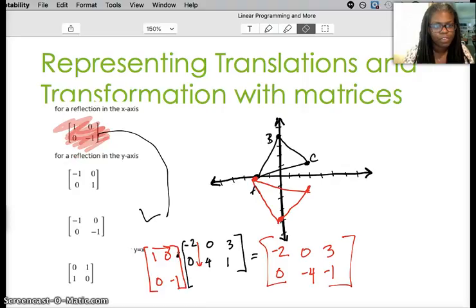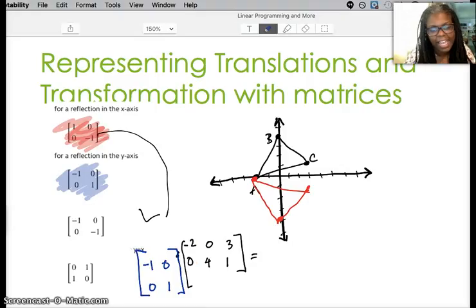Supposed to be more like a reveal. Okay, so this is going to give me a reflection over the y. Let's look at it. Let's try it. All right, so what I'm looking at here is I'm like, oh, this is really a lot like the identity matrix, except there's a change in sign here.